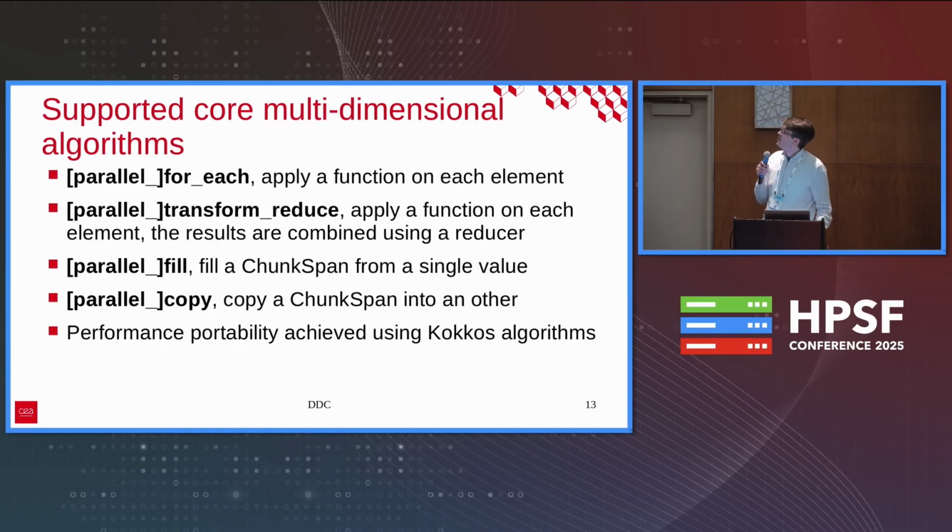So the list is given here. We have a parallel for each, a transform reduce, a fill, and a copy. And all of them are deferred to Kokkos as an implementation.